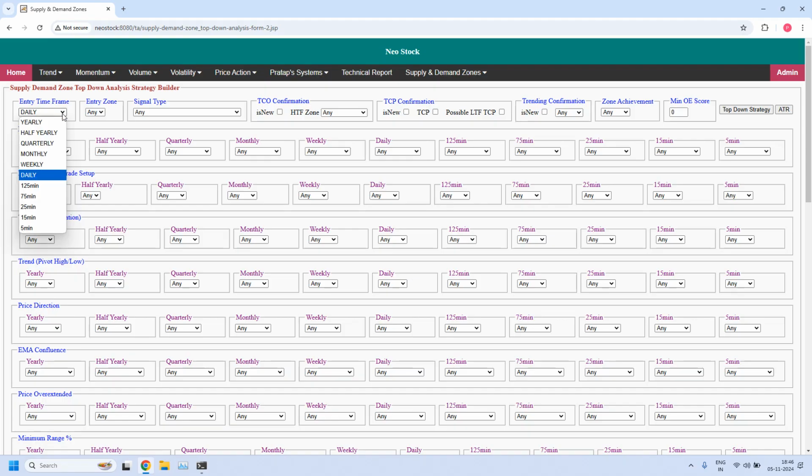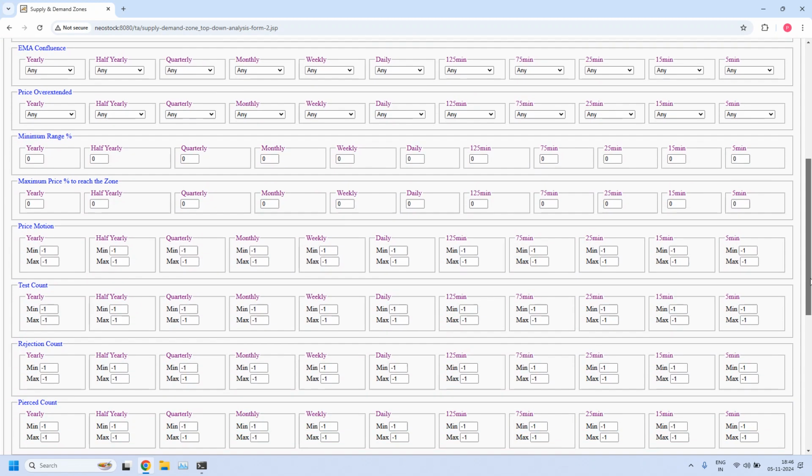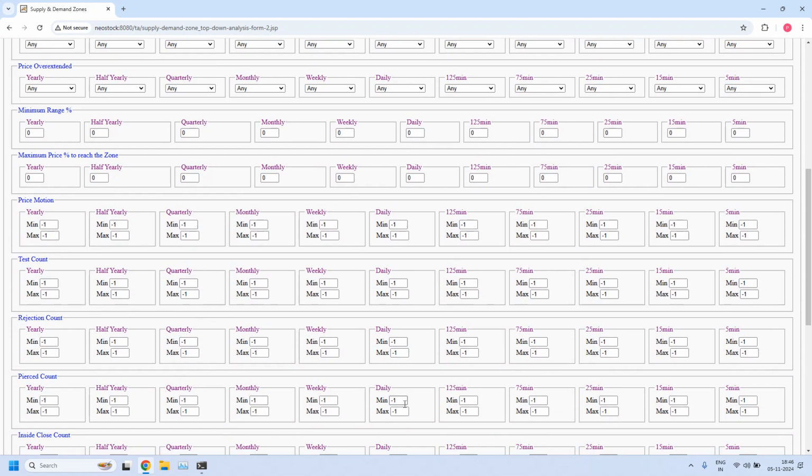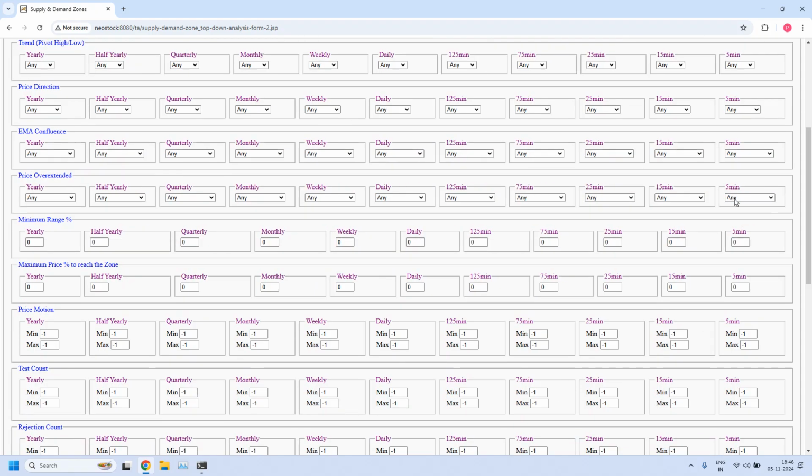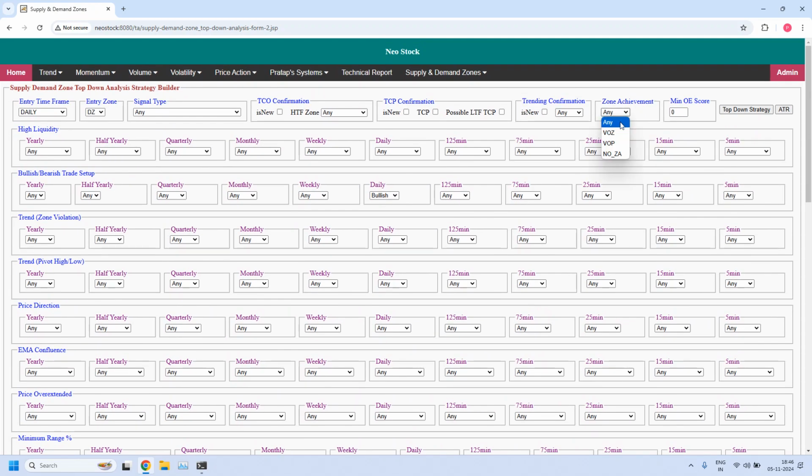Let's start with monthly income trade bullish trade setup, entry time frame daily, entry zone demand zone. In bullish or bearish trade setup on daily, I am selecting bullish, and this daily demand zone should not be pierced. So in the pierced count on daily time frame, I am setting minimum value 0, maximum value 0 means zone is not pierced. Zone achievement violated opposing zone. Minimum odd enhanced score should be 12.